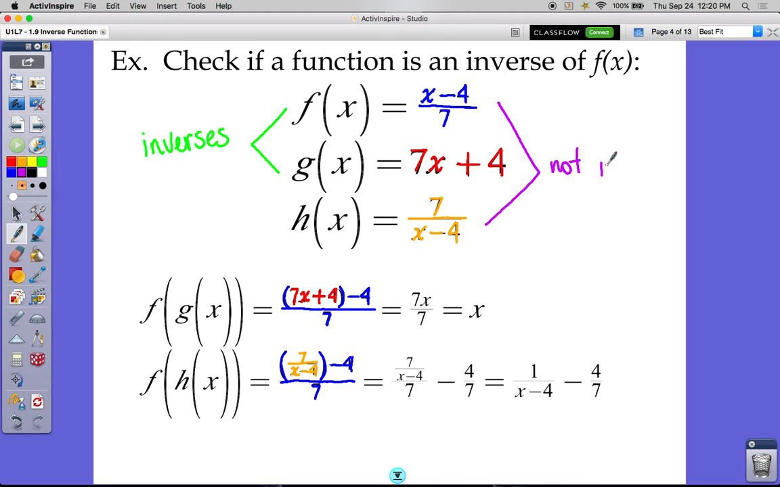And you can even try that with g of x, and you'll find out it's the same case. g of x and h of x will not be inverses of each other, because we already know that f of x and g of x were. When we did the composition of those two, we got back to just x.